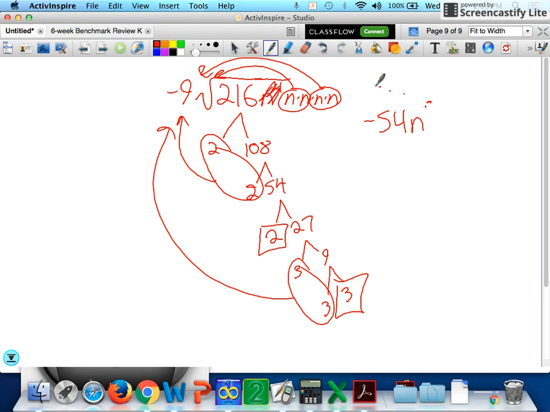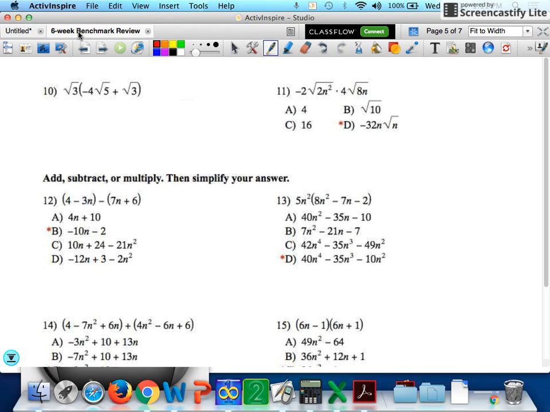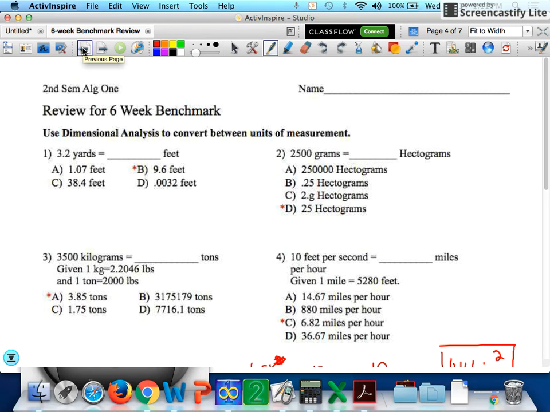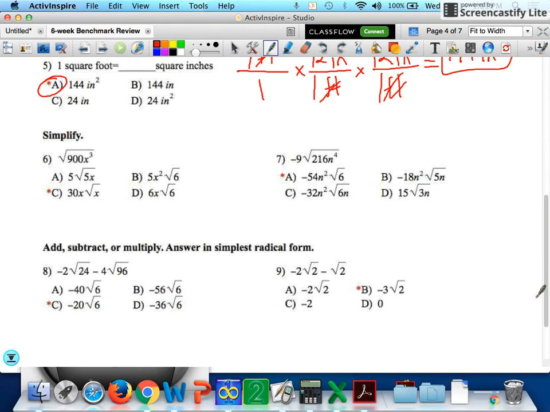My pen would write it as n squared. And what we left behind was 2 times 3, or square root of 6. Sorry for the pen trouble. What that ends up being is option A: -54 n squared on the square root of 6.